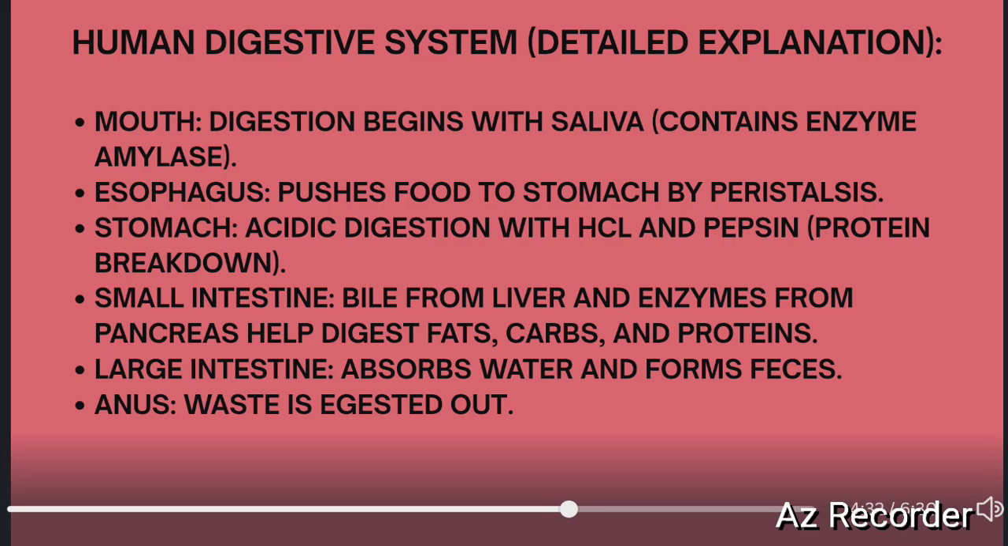Okay, and then coming to the human digestive system. As compared to plants, as I said, humans have the heterotrophic mode of nutrition, right? So the human digestive system mainly includes the mouth, esophagus, stomach, small intestine, large intestine, and the anus, right? It mainly starts from the mouth.